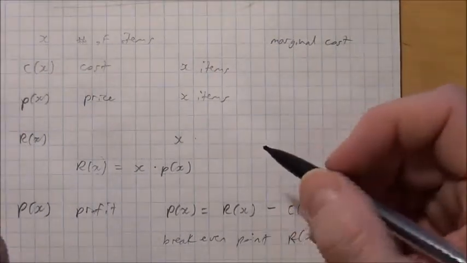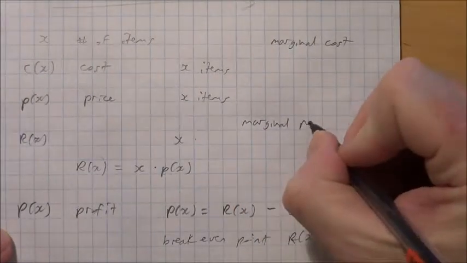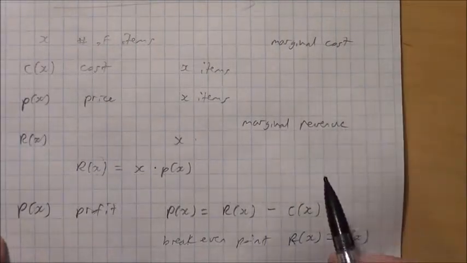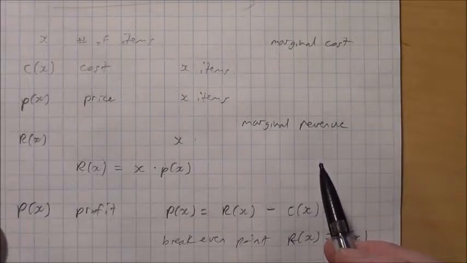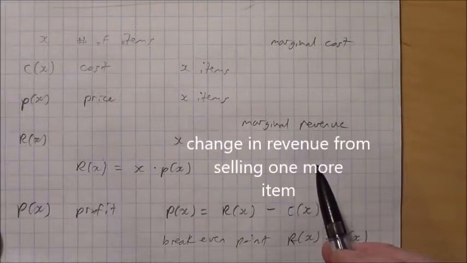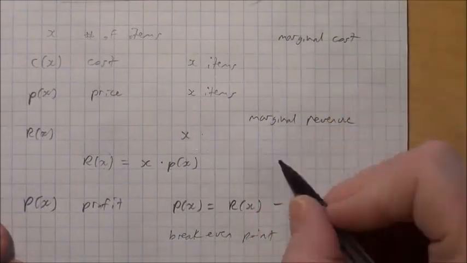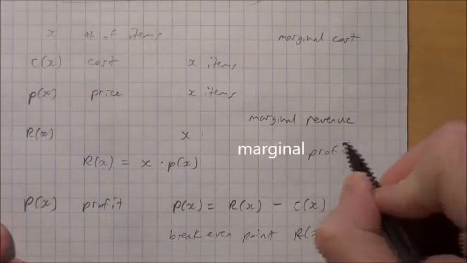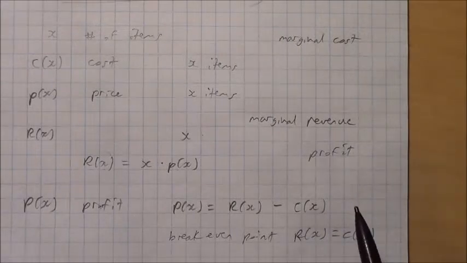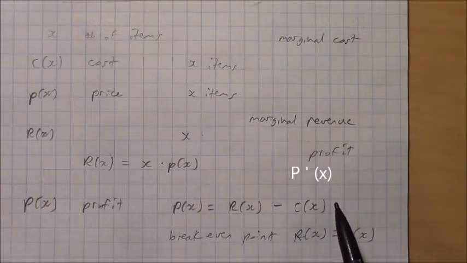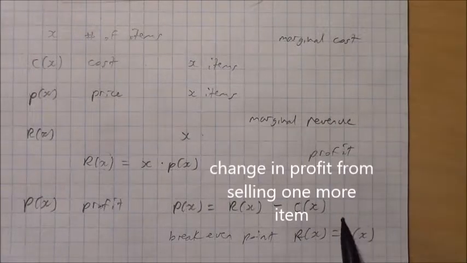We can also look at marginal revenue. And the marginal revenue is the rate of change of revenue per item. And it is approximately equal to the change in revenue from selling one more item. And then, of course, we have the marginal profit. And that marginal profit is once again the rate of change of profit per item, and it is approximately equal to the change in profit from selling one more item.